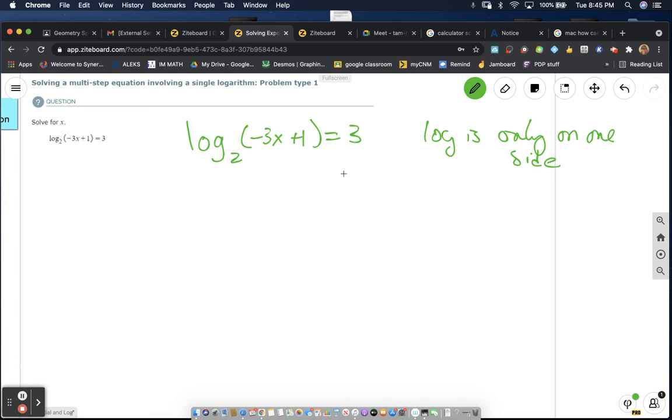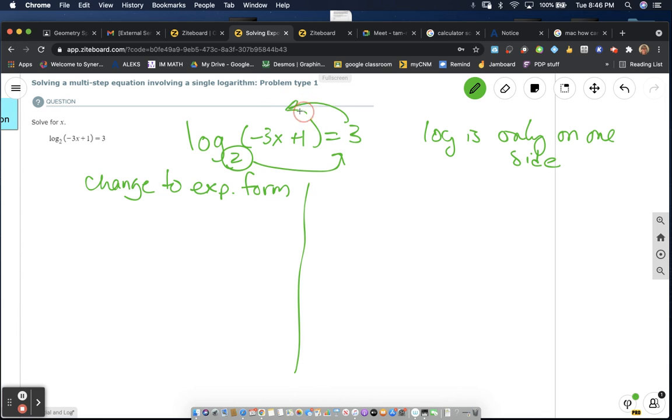When the log is only on one side, you have a couple options. I'm going to show you what I think is the easy way for beginners, which is to change to exponential form. I think 80% of you are going to choose this way. Base to the exponent equals that. 2 cubed equals negative 3x plus 1. 8 equals negative 3x plus 1. And then solve it, right? You get 6 equals negative 3x. X is equal to negative 2.